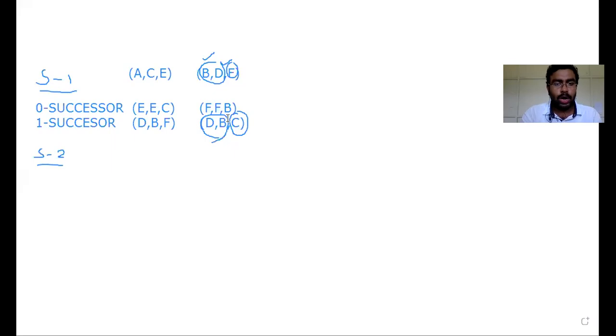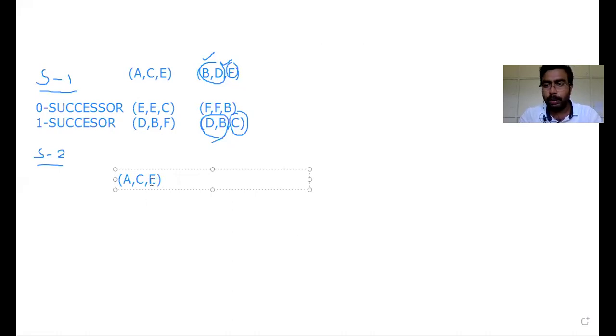So after finding the zeroth successor and one successor of the states A, C, and BDF, the partition will look like this, students. States A, C, and E will be in the same group because the zeroth successor and one successor of ACE are in the same groups.